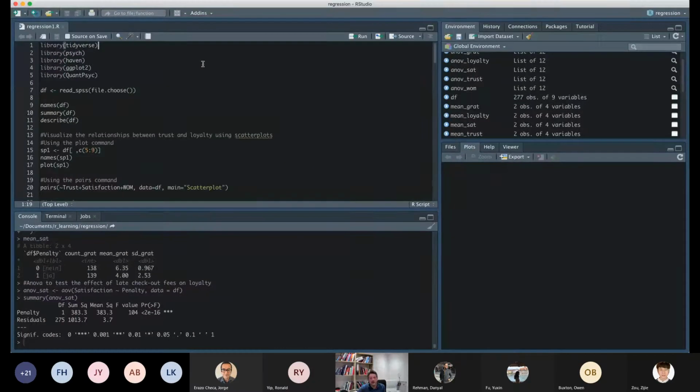Hotel, and you will see something similar here. So when customers had to pay this late checkout fee, then you see that their satisfaction significantly decreases, their trust in the hotel significantly decreases, loyalty significantly decreases. And that was quite an important finding for the hotel. But okay, let's do it step by step.